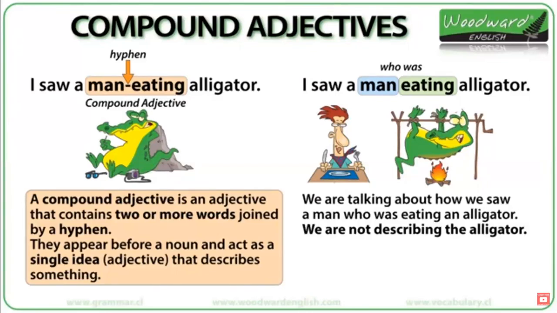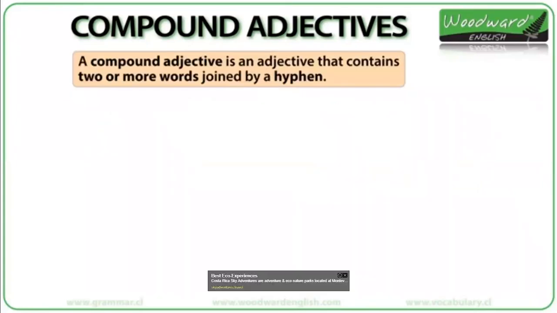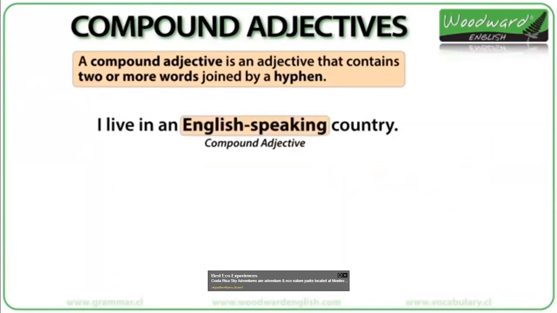The second sentence, I saw a man eating alligator. I'm talking about a man who is eating an alligator. As you can see, the hyphen, or lack of a hyphen, makes a big difference in the meaning of the sentence. Let's learn more about compound adjectives. As we have seen, a compound adjective is an adjective that contains two or more words joined by a hyphen. I live in an English-speaking country.